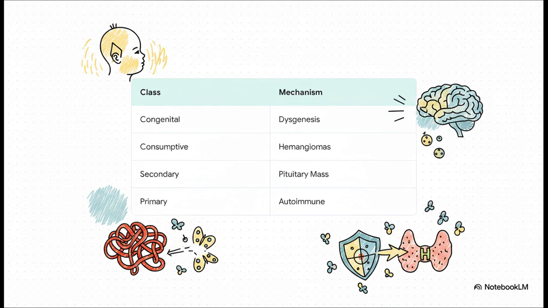And finally, primary hypothyroidism. This is what clinicians usually mean when they just say hypothyroidism, and it's overwhelmingly dominated by the autoimmune destruction we see in Hashimoto's thyroiditis.